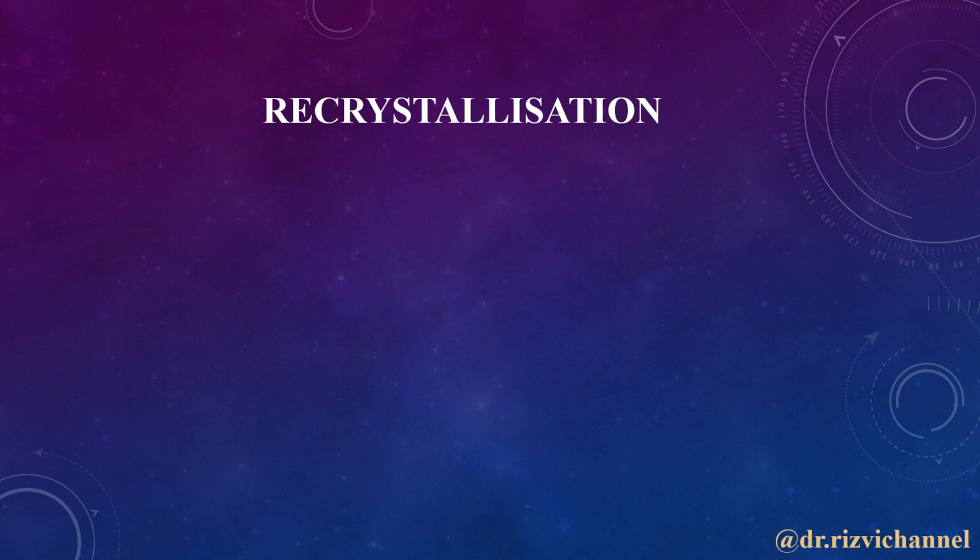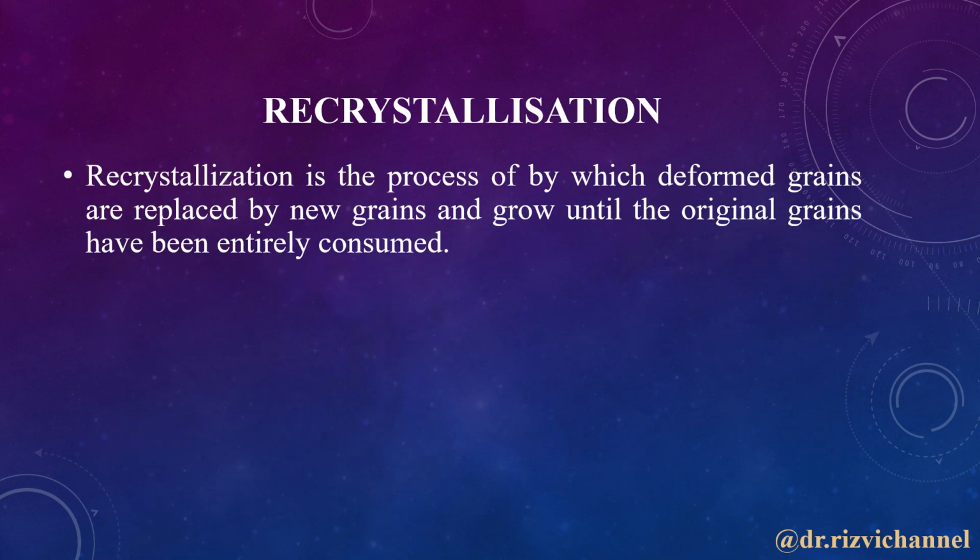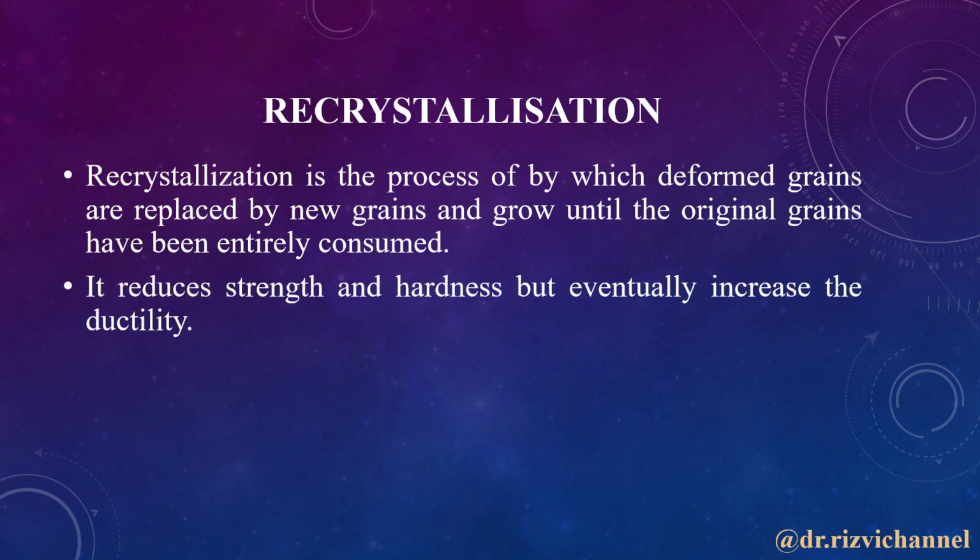Before starting metal forming, we will first discuss recrystallization. Recrystallization is basically the process of deforming the old grains and replacing them by new grains, and the growth continues until the original grains have been entirely consumed by the new grains. In this process, the strength and hardness of the material is reduced, but eventually it increases the ductility of the material.